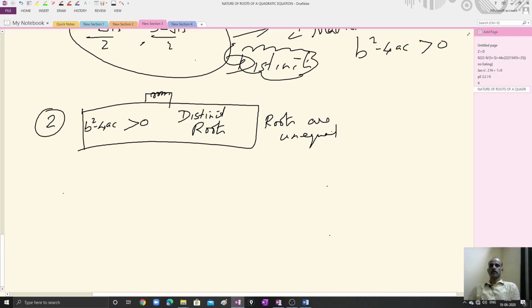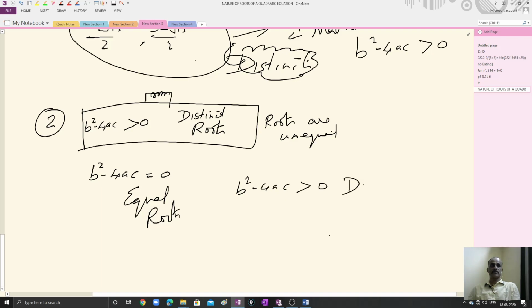Roots are unequal. So we have seen these two cases. The first case was b square minus 4ac is equal to 0. In that case, roots are equal. And in case b square minus 4ac is greater than 0, we have distinct roots.